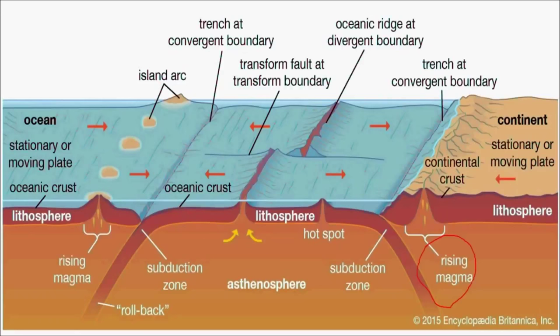In the next type, where the rising limbs of two convectional cells meet, there is a huge amount of pressure generated at this portion. As a result, this magma, which is at very high pressure, seeks to escape from the best possible path, giving rise to a narrow and long fracture in the Earth's oceanic crust.